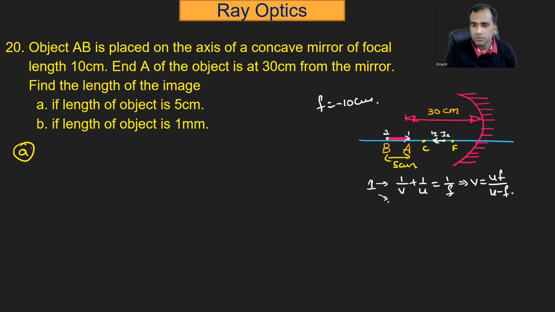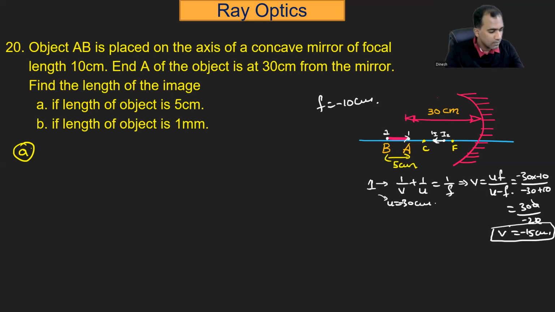For this point, what is U? U is 30 centimeters, that is given in the problem. Sorry, is it 30 or minus 30? Minus 30. Real object, it is negative. So it is minus 30 into minus 10 divided by minus 30 minus of minus 10, which is plus 10. Minus into minus is plus. It is 300 in the numerator divided by minus 20. So the zeros cancel. It is minus 15 centimeters, the image distance. So this is the image distance for the first point.